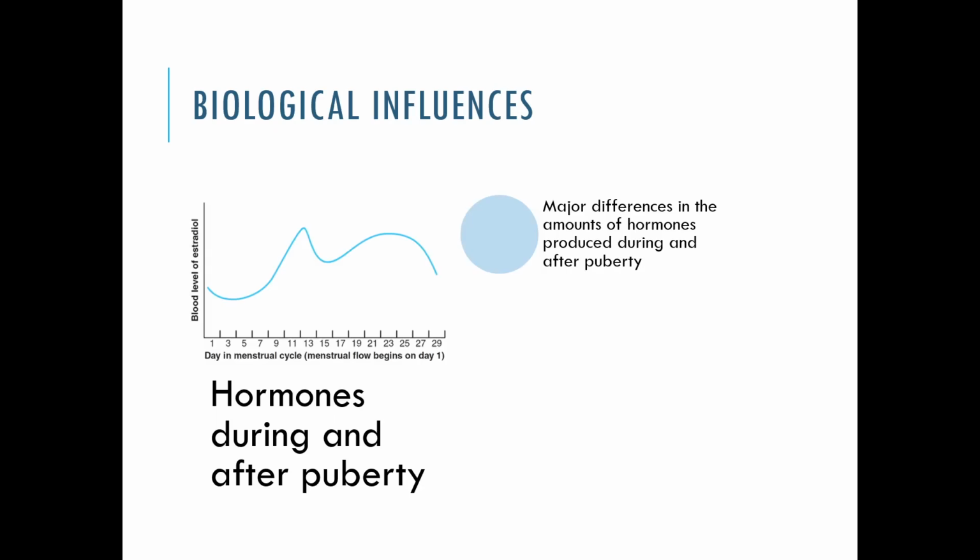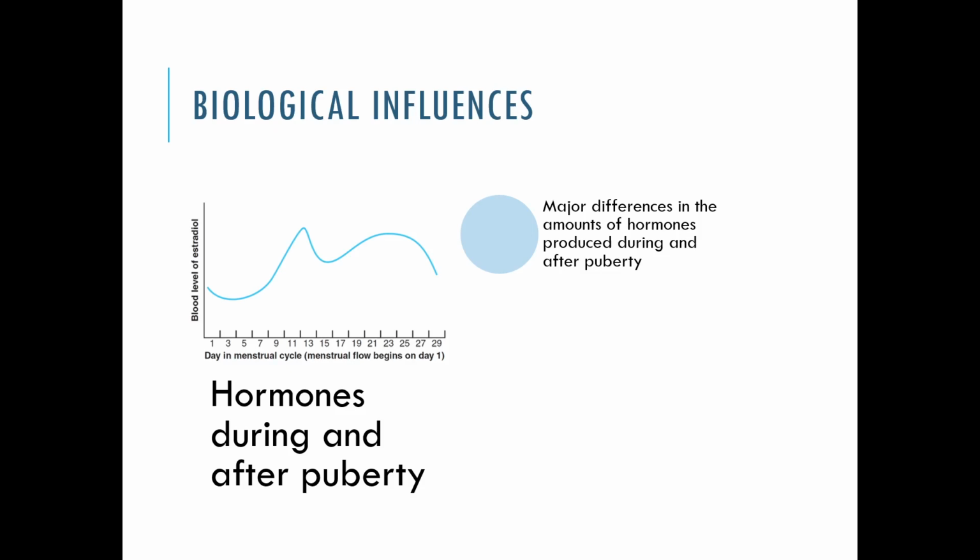So, hormones during and after puberty. If you look at a female, here we have the menstrual cycle, and day 1 of the menstrual cycle would be the first day that there is any blood being shed. So day 1, and the average menstrual cycle lasts 28 days. So that's what you're seeing on the x-axis. And then you look at the level of estradiol in the blood.